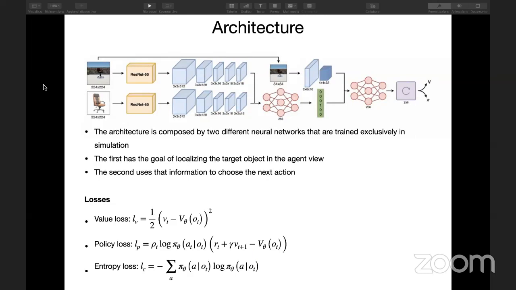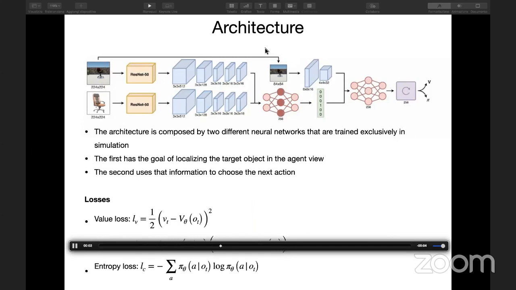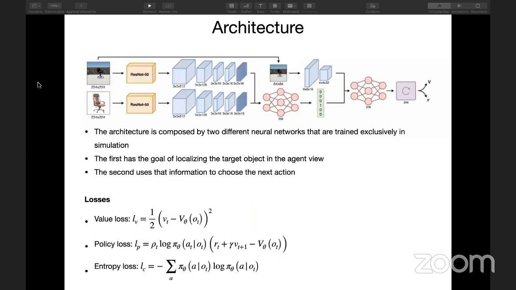The second network is the navigation network, which takes as input again the first person view of the robot and also the output of the object localization module. In this case, its task is to explore the environment until the object localization module indicates that the object of interest is in its field of view. In that case, it has to find it and approach it. As you can see, the network outputs both the value function and the policy pi. This is because in this case we chose to share all the weights between the actor and the critic. So both actor and critic use the same network.